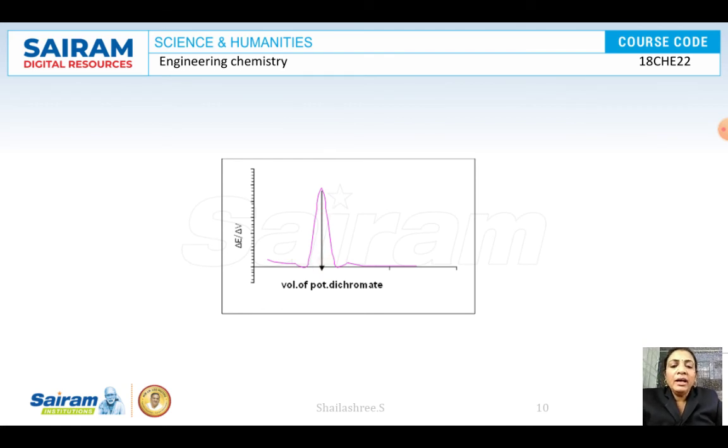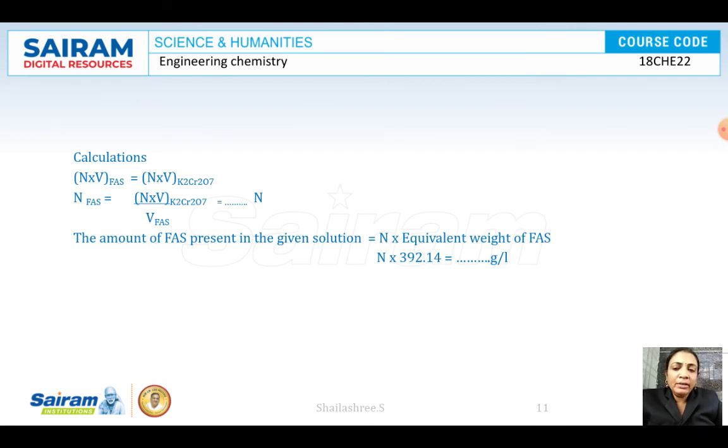From the equivalence point, we can calculate the amount of FAS present in the given solution by doing this calculation. Normality into volume of the FAS is equal to normality into volume of the potassium dichromate taken. The volume of the FAS is given, and we know the normality of dichromate and the volume of the dichromate from the graph. We first calculate the normality of FAS. Once you get the normality, multiply it by the equivalent weight of FAS, and you get the amount of FAS present in the given solution per liter. In this way we can find out the amount of the substance present for redox titrations.